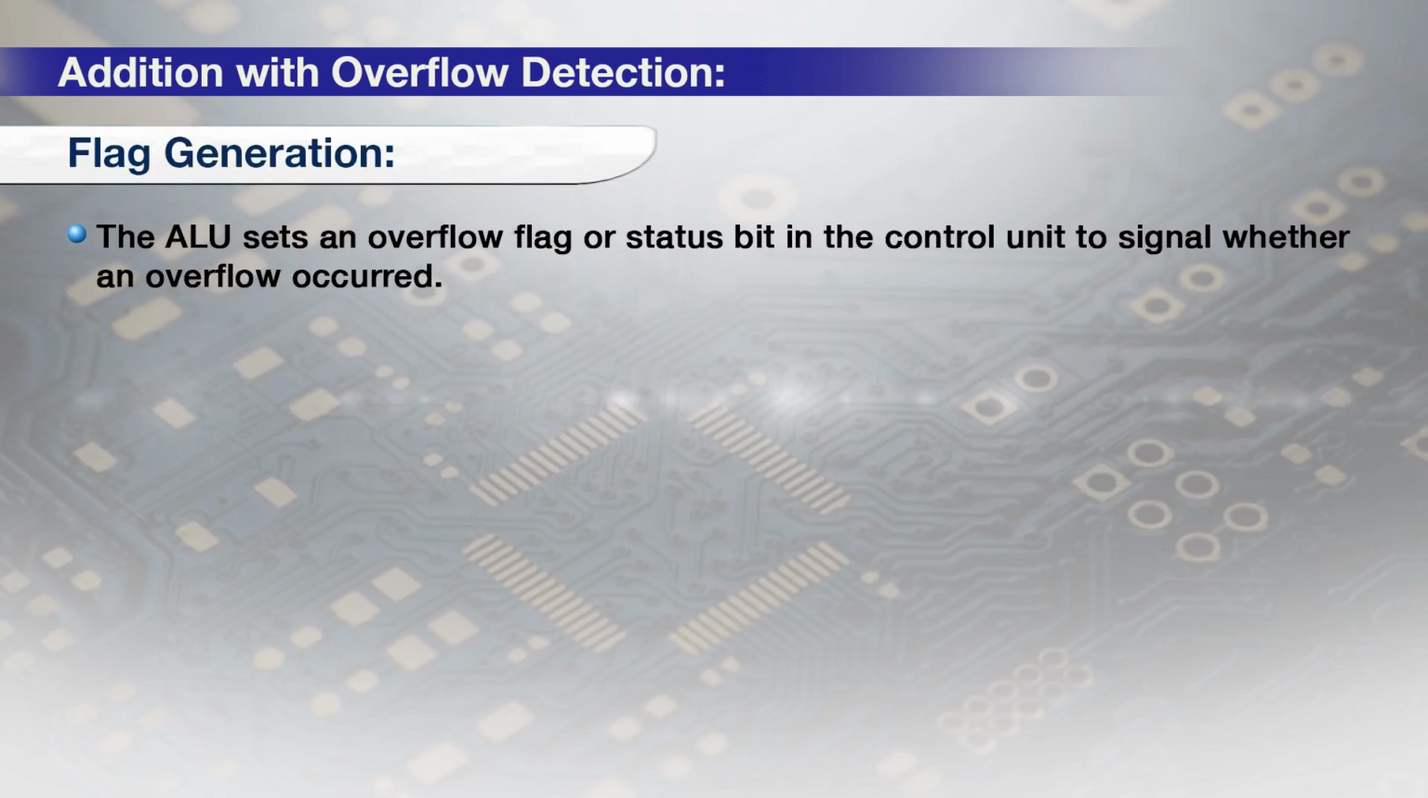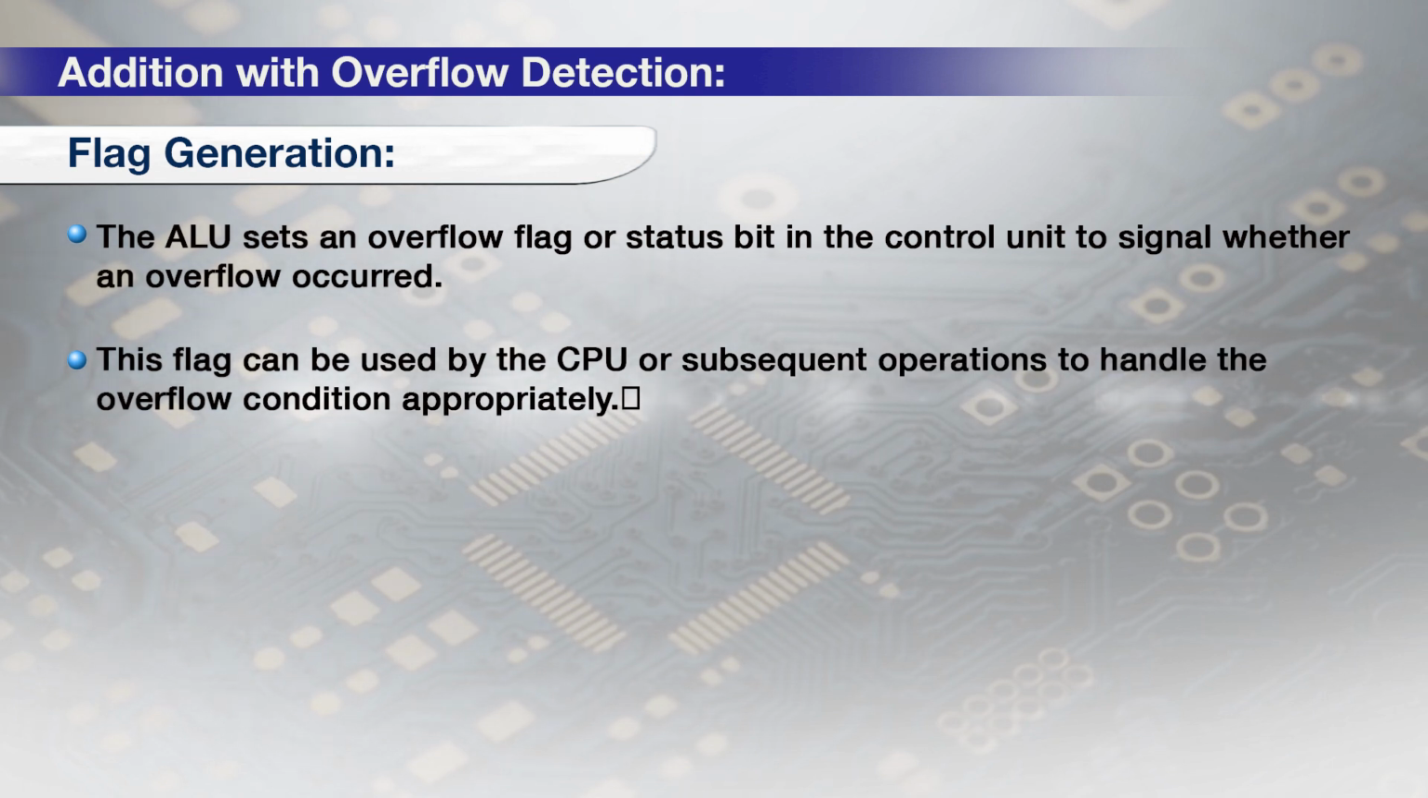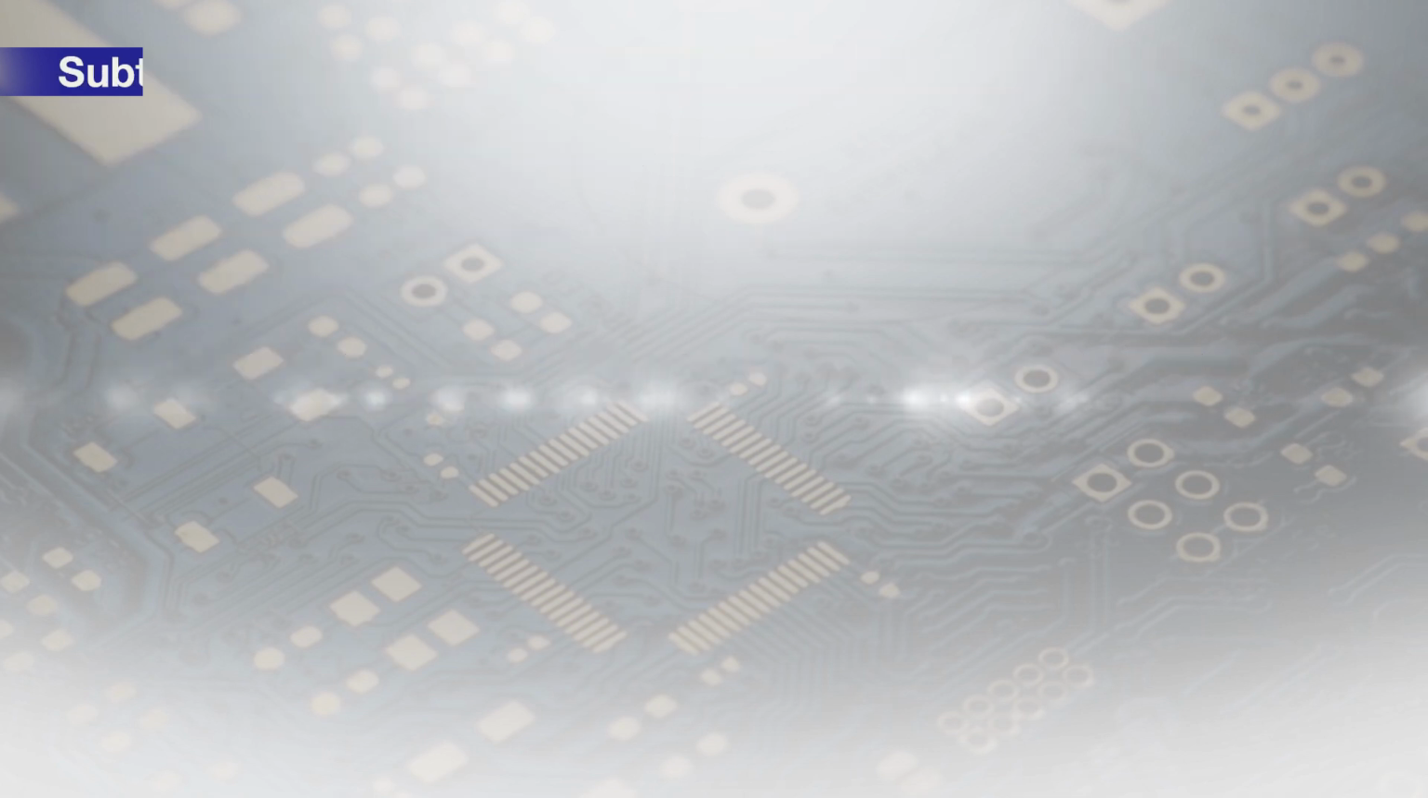Flag generation. The ALU sets an overflow flag, a status bit in the control unit, to signal whether an overflow occurred. The flag can be used by the CPU or subsequent operations to handle the overflow condition appropriately.